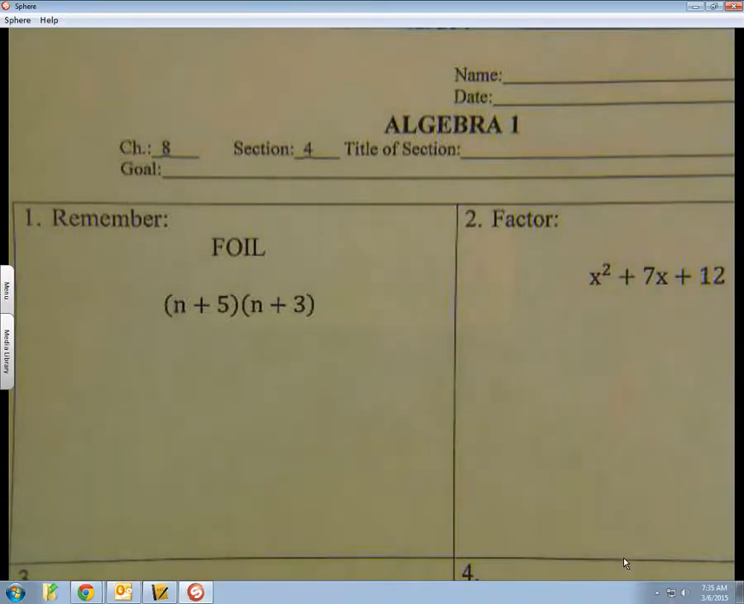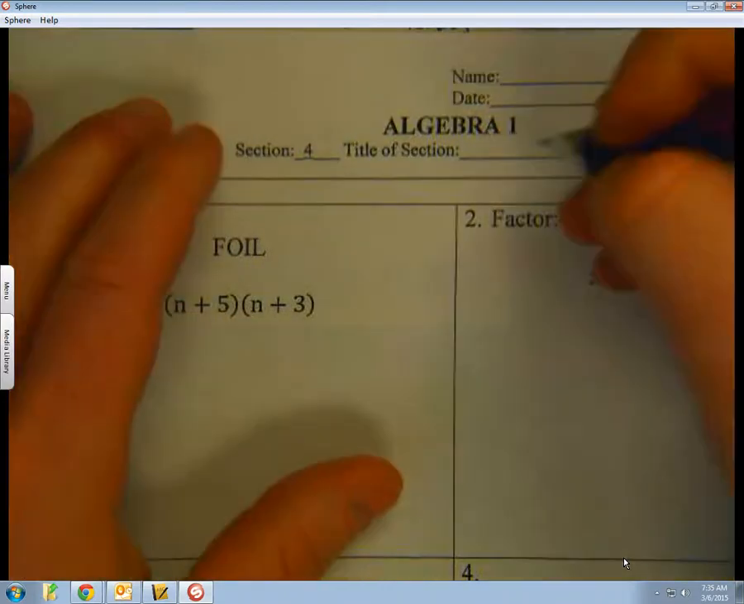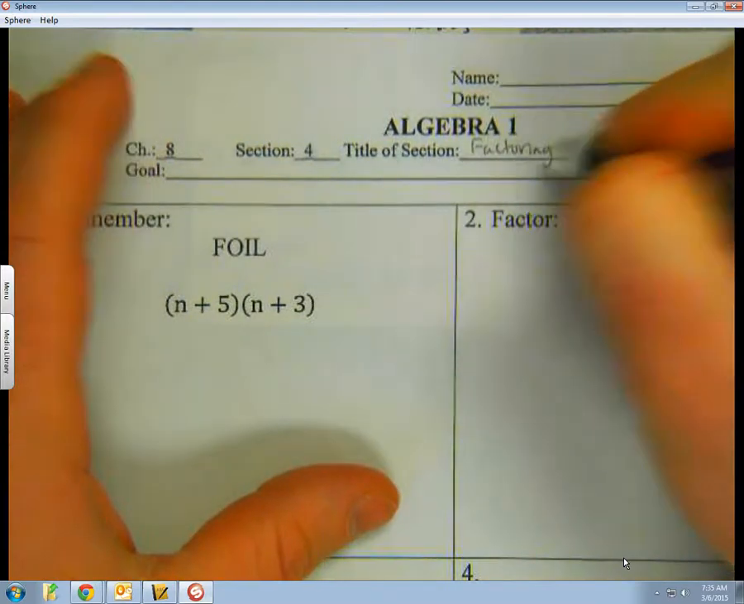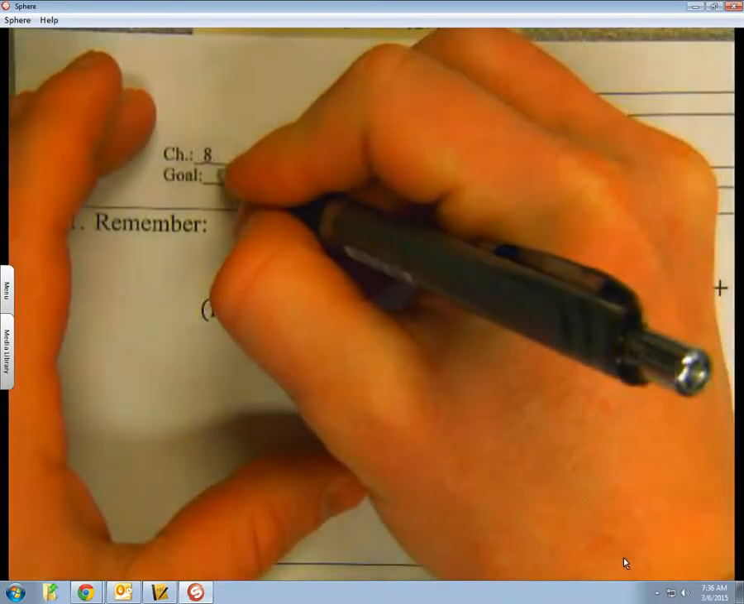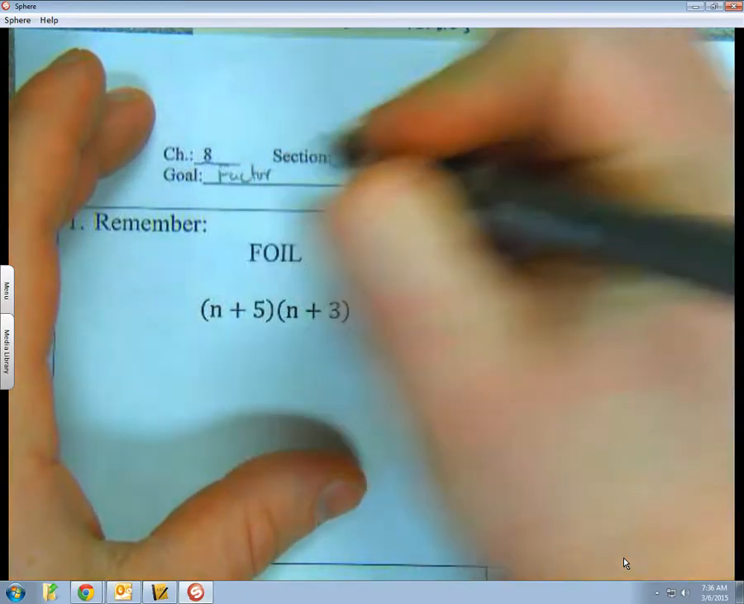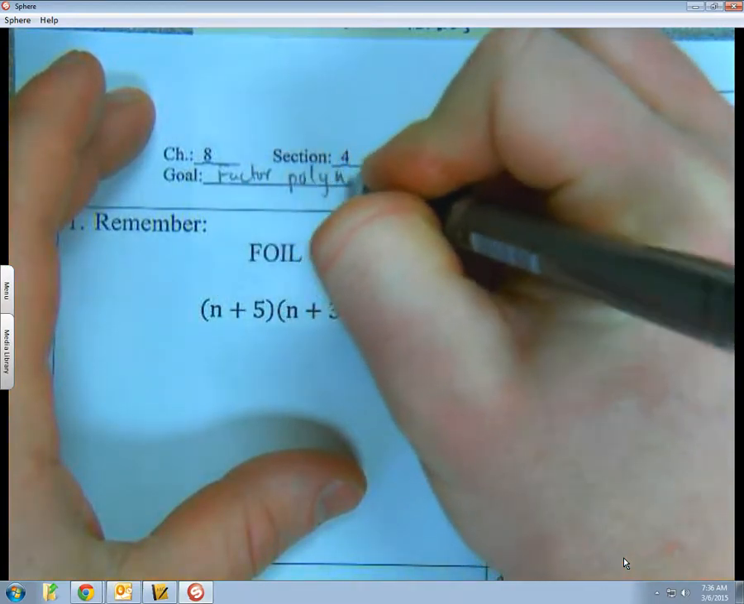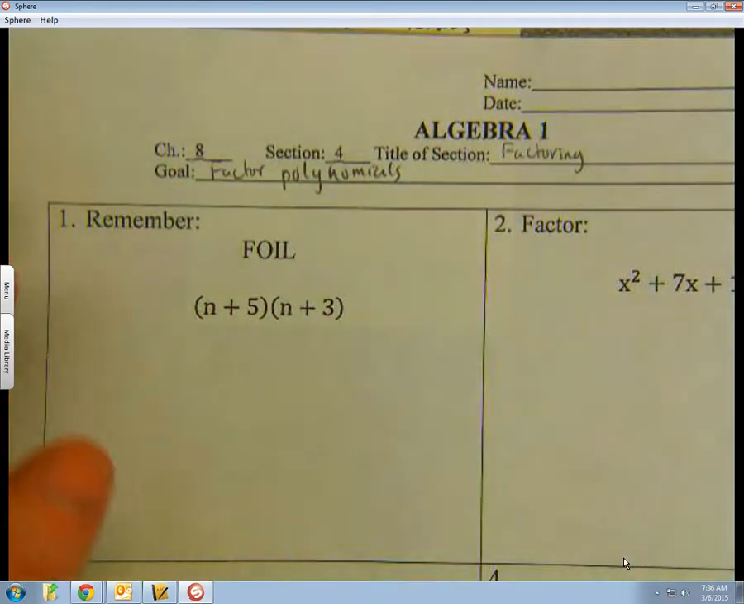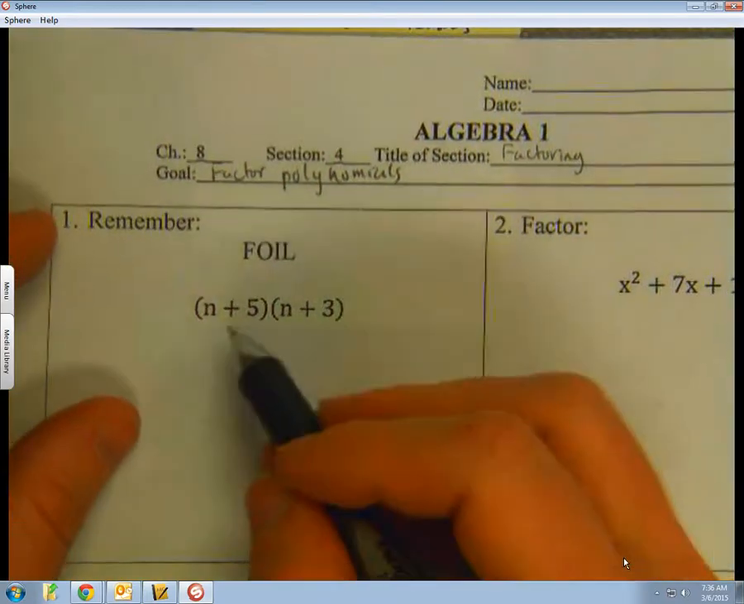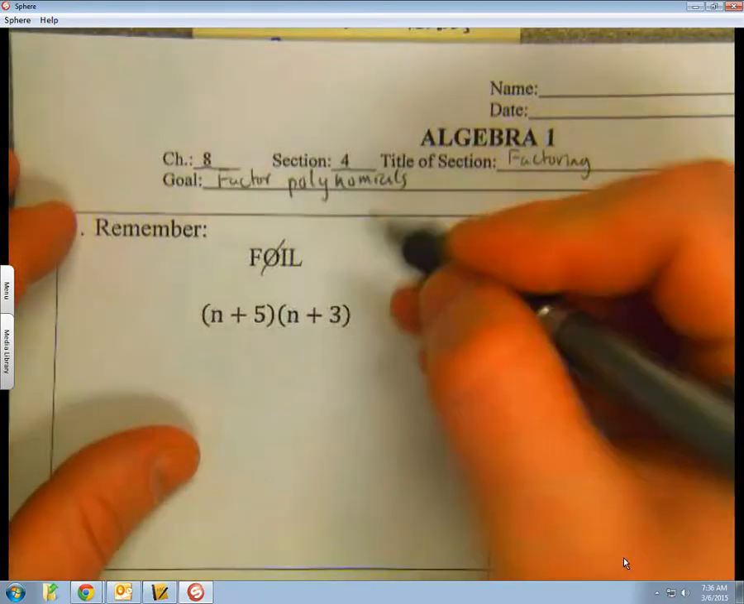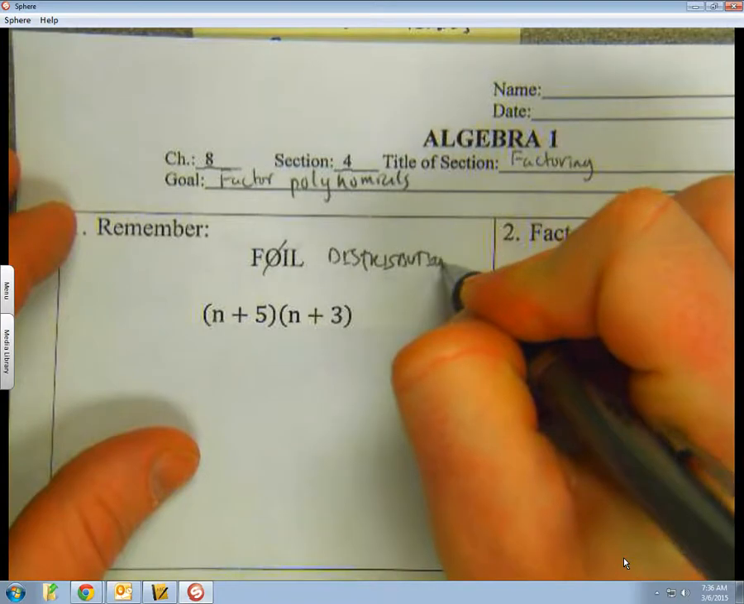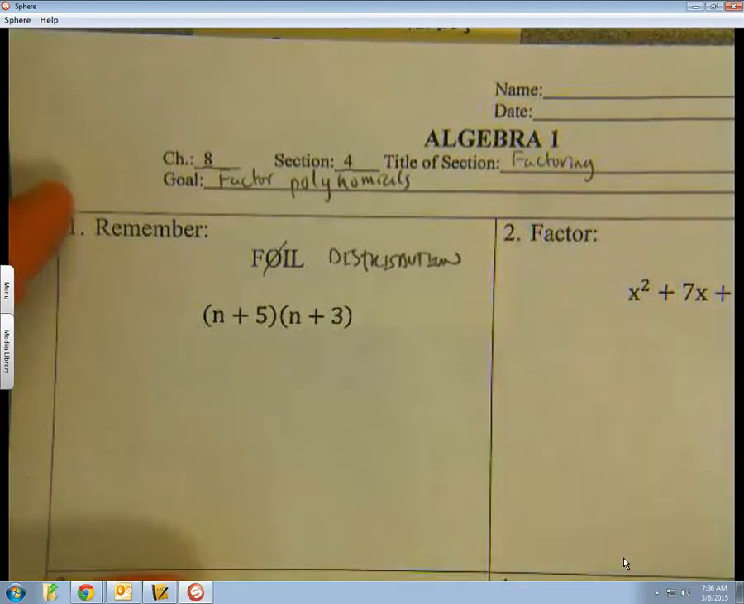Okay, so here we are going to factor. Title of the section is factoring, and the goal is to factor our polynomials. So first we're going to revisit FOIL. We didn't call it that, we called it distribution. However works for you.